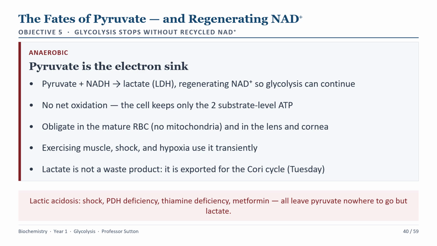Now let's look at the anaerobic route. With no oxygen or with no mitochondria, pyruvate itself becomes an electron sink. Lactate dehydrogenase reduces pyruvate to lactate using NADH, regenerating NAD+, which allows glycolysis to continue. Notice what the cell gets and does not get. It keeps the 2 substrate-level ATP. It gets no oxidative phosphorylation and no value from the NADH because the NADH was spent buying back NAD+. 2 ATP per glucose is the entire anaerobic yield.